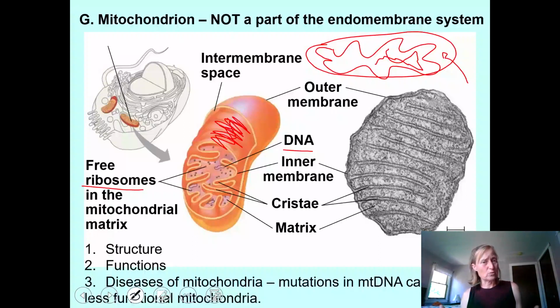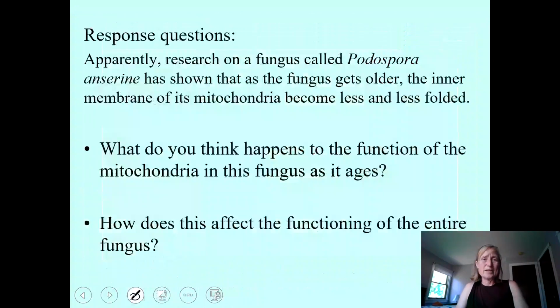If your mitochondria don't work properly, maybe there's a mutation in some of the mitochondrial DNA, and you produce a gene or a protein that doesn't work quite right, you might not make enough ATP to power your cell. And you may have symptoms in parts of your body that need a lot of ATP, like your muscles or your visual system. So diseases of mitochondria tend to lead to less functional mitochondria, and that can be really a problem.